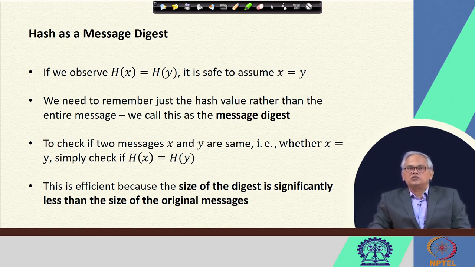And if we want to check if two messages x and y are the same, that is whether x equals y, we simply check if h(x) equals h(y). This is efficient because the original documents could have been really long, but as we mentioned, the property of a hash function is such that the output is of a fixed length. Hence, it is very efficient to simply compare the digests to check whether the original messages are the same or not.